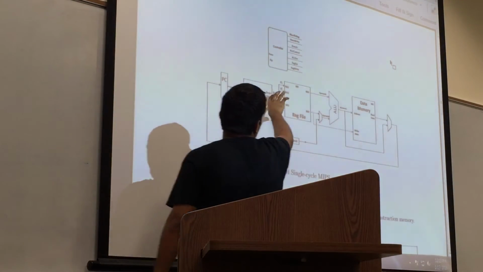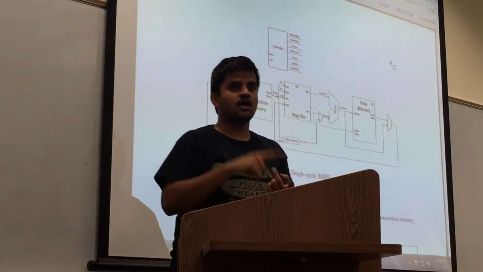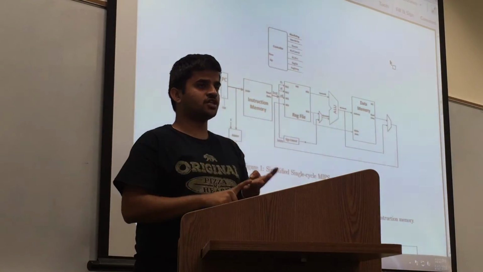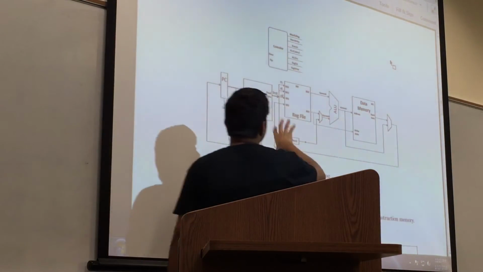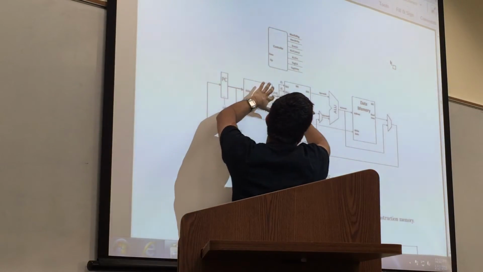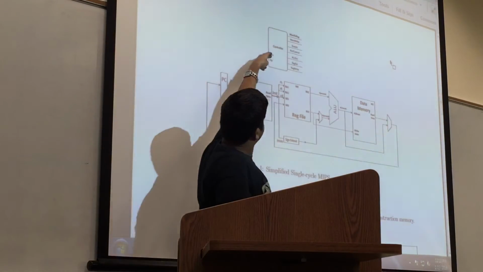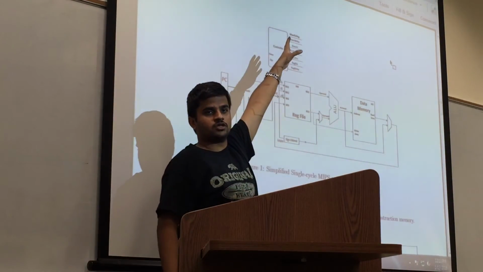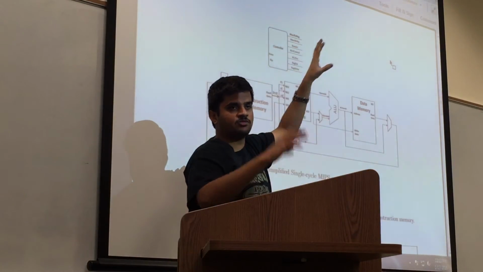You'll get that value, you will decode it. When you decode it, you will get the RS, RT, RD, function, opcode, and immediate. So you will feed the RS, RT, RD inside the register file, and you will feed the function and opcode inside the controller. The controller takes care of the controlling. I'll explain that later.